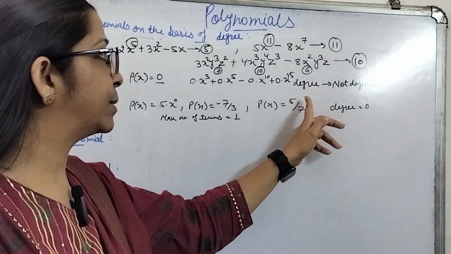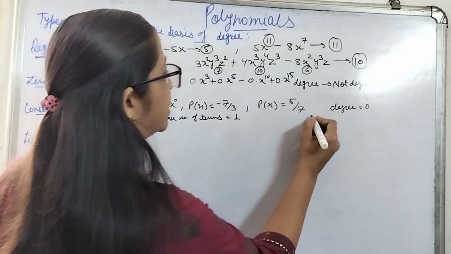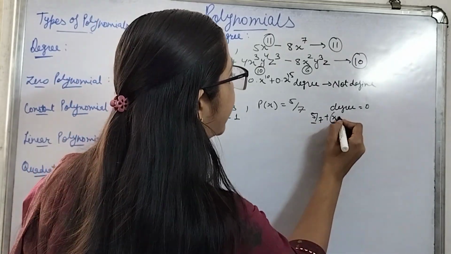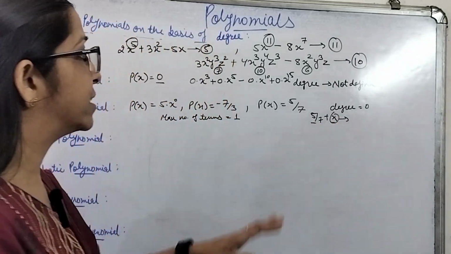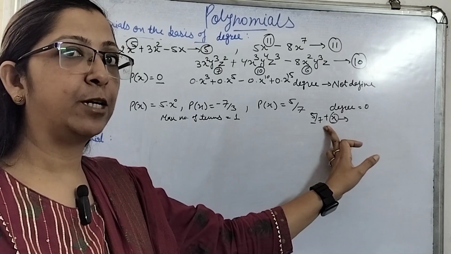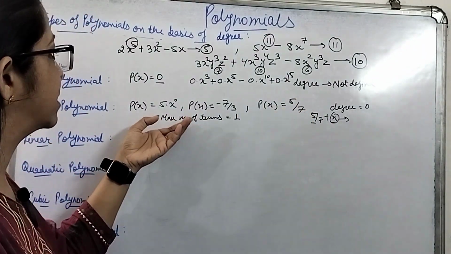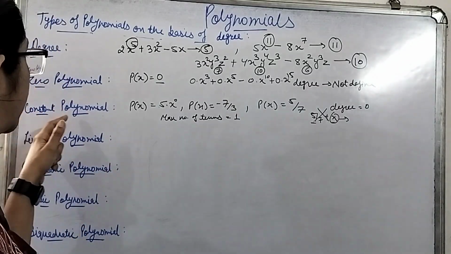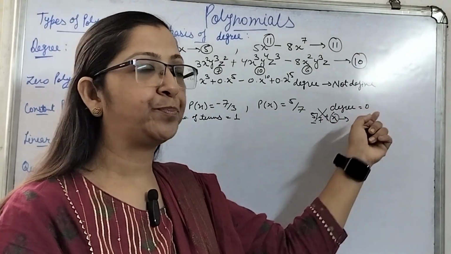Suppose I am writing this as 5 upon 7 plus x. So there will be two terms and the degree will become 1 in that case. That's the reason it is not an example of a constant polynomial. So we can say that the maximum number of terms will be 1 only and the degree of a constant polynomial will be 0.